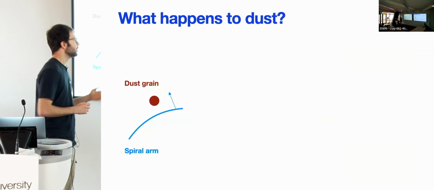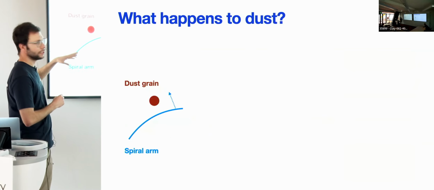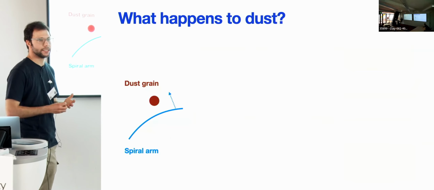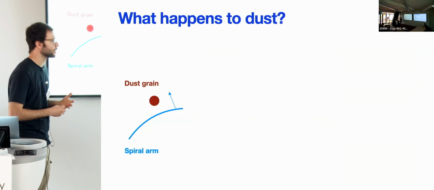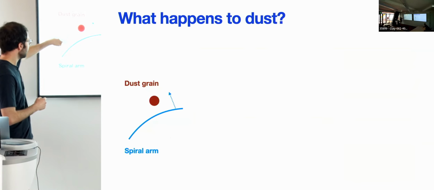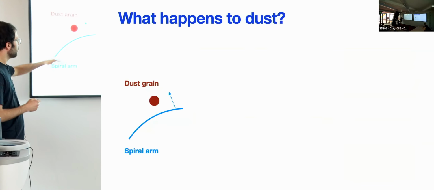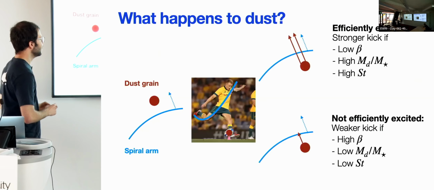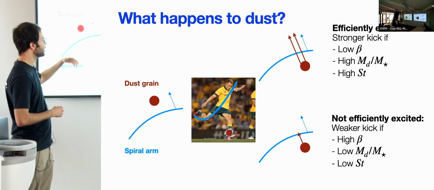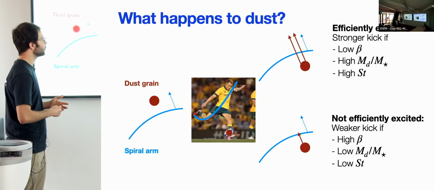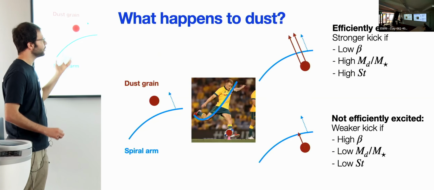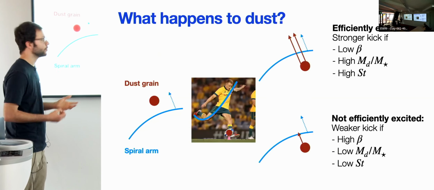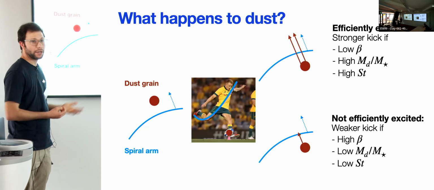We want to understand what happens to dust in GI disks, so why dust is excited in these disks. If we imagine a dust grain and a gas spiral arm, when the spiral arm reaches the dust grain, it kicks it, and this kick is exciting dust particles. Dust particles can be efficiently excited or not, and it depends on the spiral parameters.